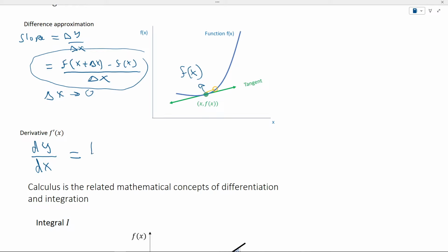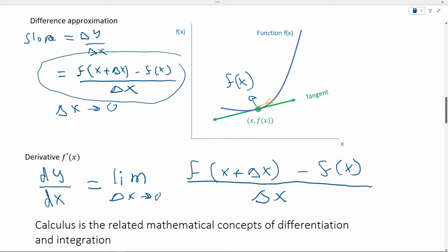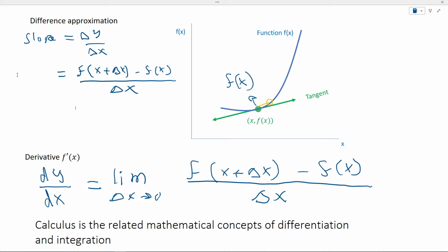So the limit as delta x goes to zero, then we will have, I'm just copying what we have above, f of x plus delta x minus f of x over delta x. This is called a difference approximation, dy over dx, which is equal to something like this. And then this is called the derivative.